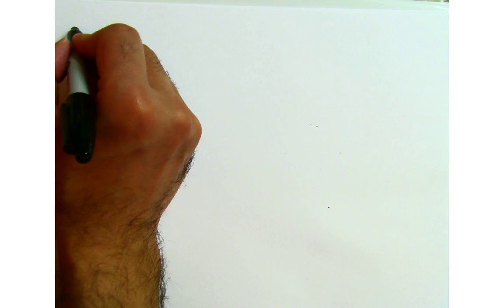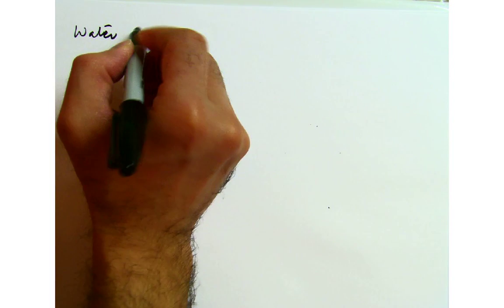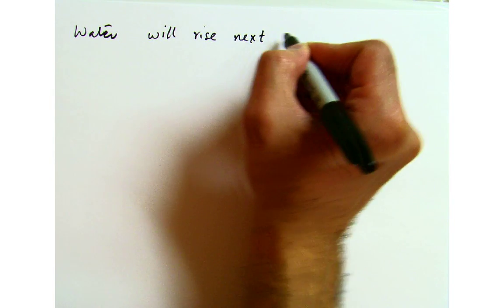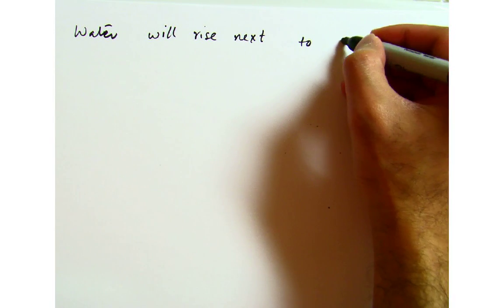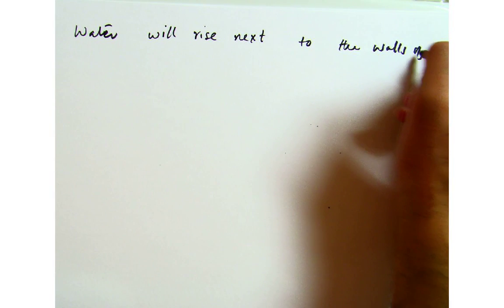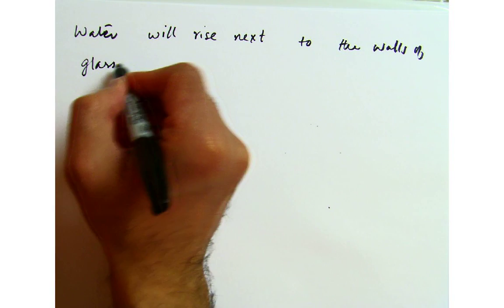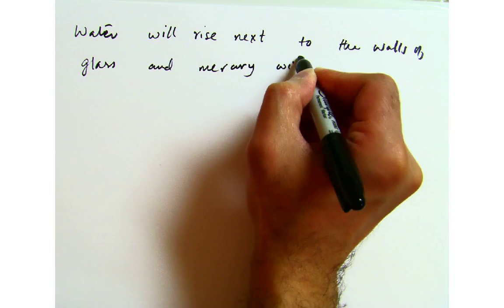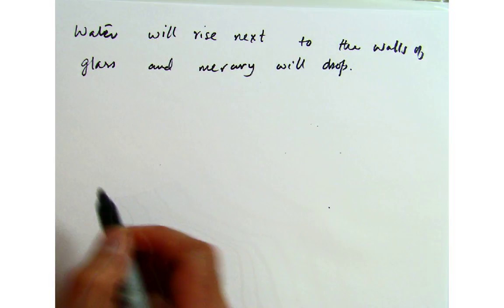Okay, so this was the idea behind the surface tension. The next is the capillary effect, which also borrows some things from the surface tension. But let's look at what a capillary effect is. As you will notice, water will rise next to the walls of glass, and mercury will drop. Okay, so this is some observation.